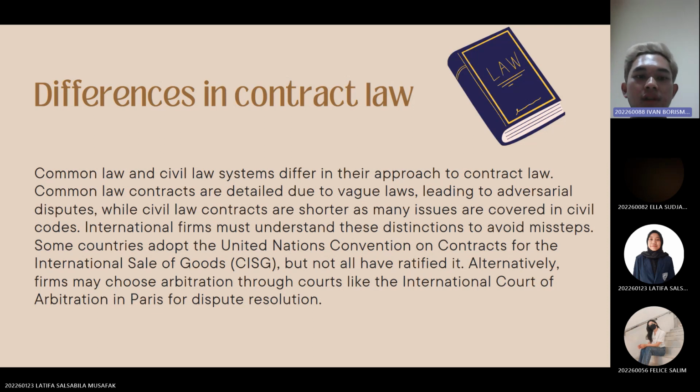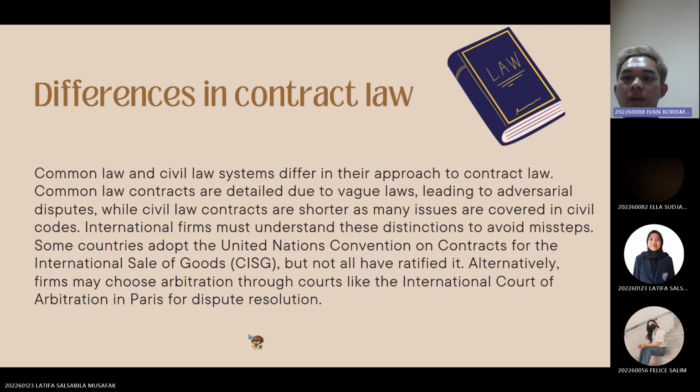Some countries adopt the United Nations Convention on Contracts for the International Sales of Goods, or CISG for short, but not all have ratified it. Alternatively, firms may choose arbitration through courts like the International Court of Arbitration in Paris for dispute resolution.